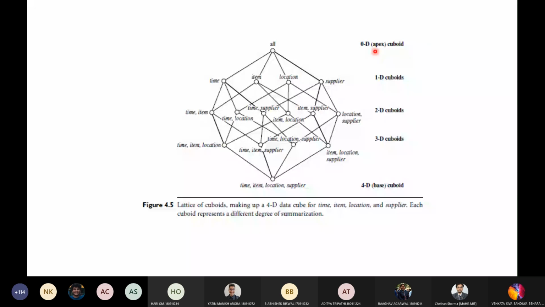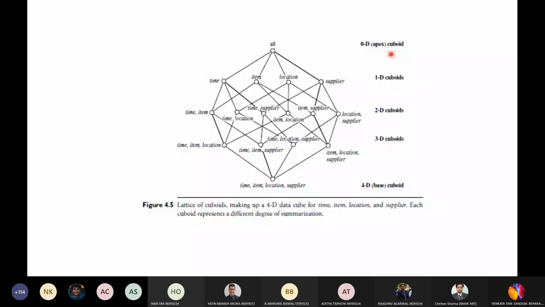So when you combine these data cubes, the result would be a lattice of cuboids. This particular one considers 4 dimensions, that is item, time, location, and supplier. These are normal, but there is something called the base cuboid, which is the lowest level of summarization, and one more thing is the apex cuboid, which is the highest level of summarization. This is with respect to your cuboid and data cube.